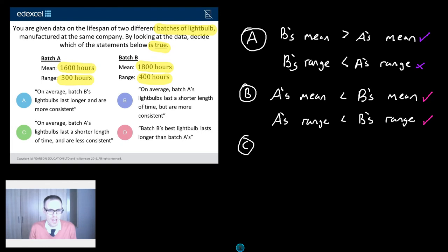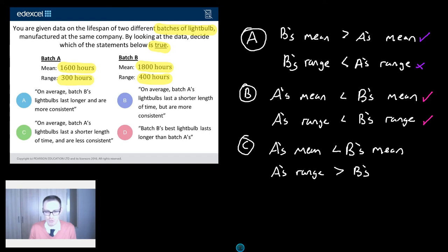Let's keep it going. On average, batch A's light bulbs last a shorter length. So A's mean is less than B's mean if they last a shorter length. And are less consistent. So that's going to tell me that A's range, if A's less consistent, is greater than B's range. Remember, and I know I'm sounding like a broken record here and you're thinking, shut up, but I'll say it again. If they're less consistent, it's a bigger range.